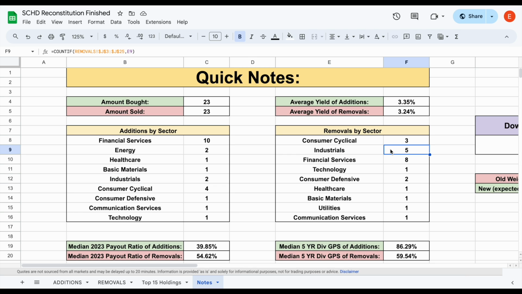Now, if we start to look at some of the dividend metric changes, this is where things start to get interesting. We can see the average yield of the new additions is sitting at about 3.35%, and the average yield of removals sitting at about 3.24%. Now, it is important to note these are not weighted averages, but the additions that we've seen have a slightly higher starting dividend yield on average.